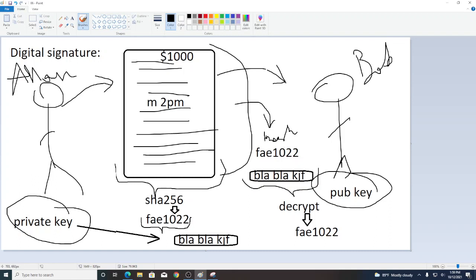It's quite tricky, but once you review this, perhaps after you watch this video again on Moodle, I hope you do understand. If you have any questions, you can ask me whenever you have time. Okay, so that's how digital signature works, right? It helps you to do two things.